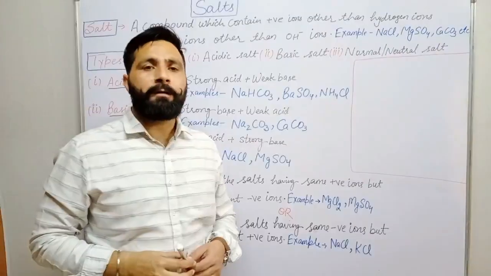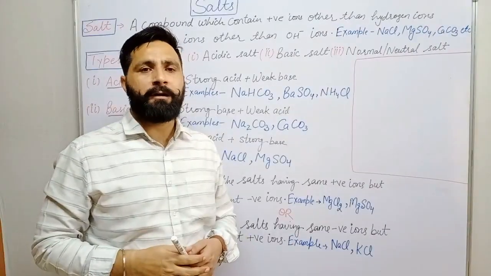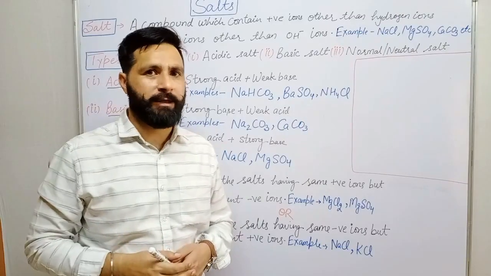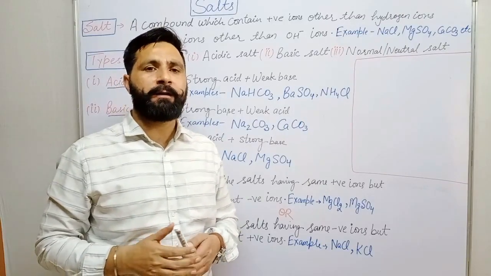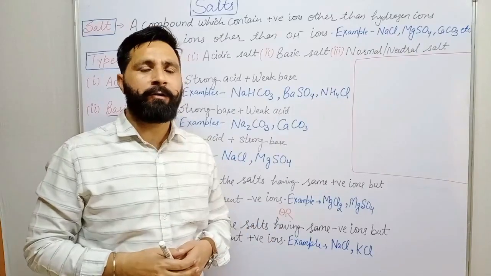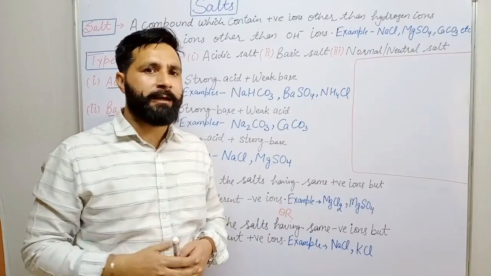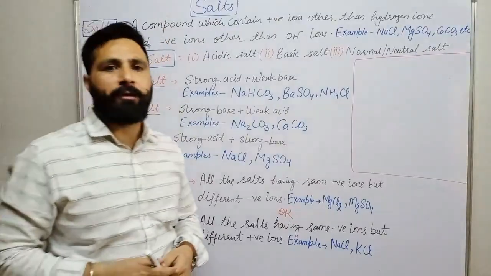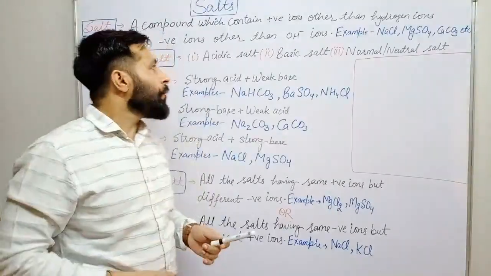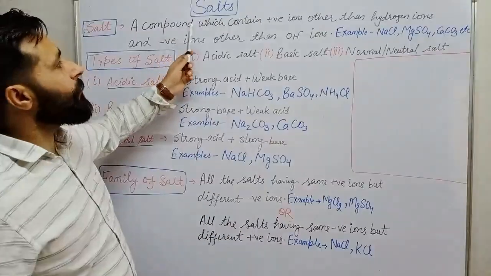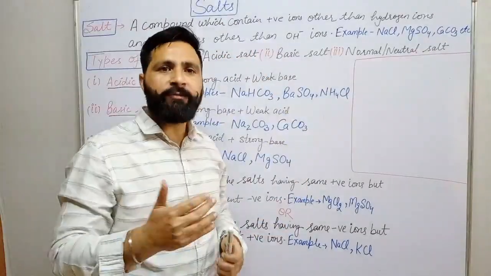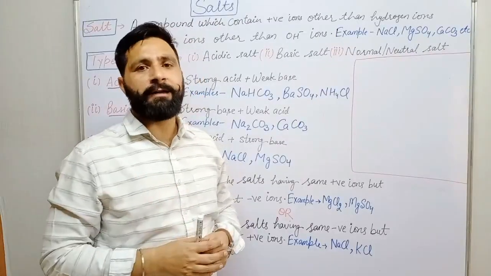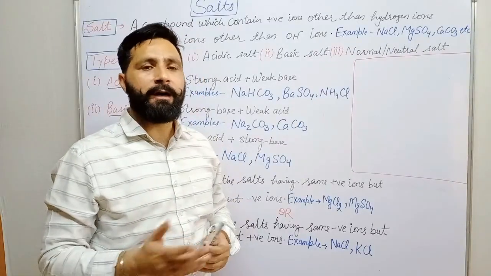Today we are doing our next topic, that is salt, of 10th grade chemistry chapter 2, acids, bases and salts. Acids and bases we have done in our previous video, and now we will start the topic, that is salt. So first, what is a salt? A salt is a compound which contains positive ions other than hydrogen ions and negative ions other than hydroxyl ions.